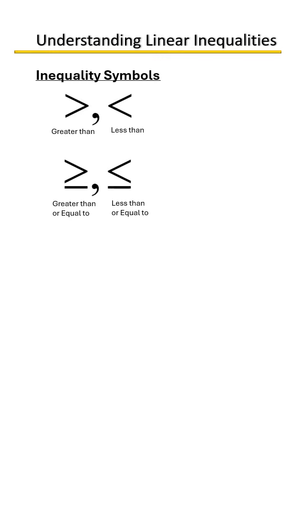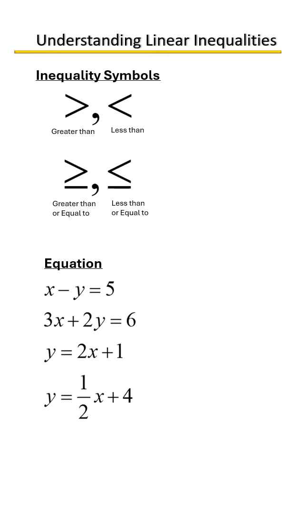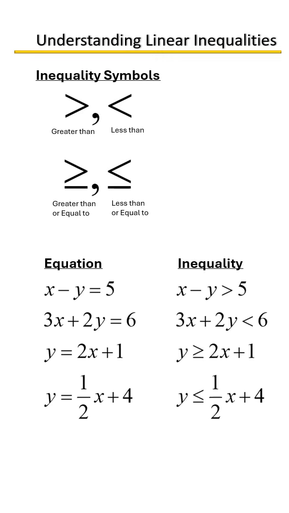What's the difference between a linear equation and a regular equation? Well, a regular equation has an equal sign in there. Equal, equation, remember that. Inequality, on the other hand, has an inequality symbol. You can have the same equation, but if it has an inequality symbol, then it's called an inequality. If it has an equal sign, it's an equation.